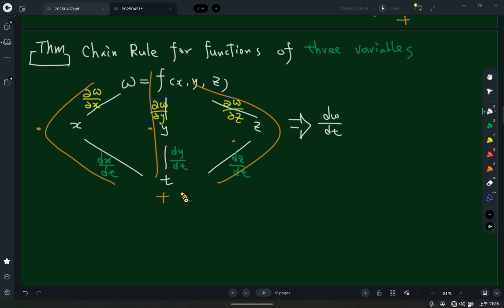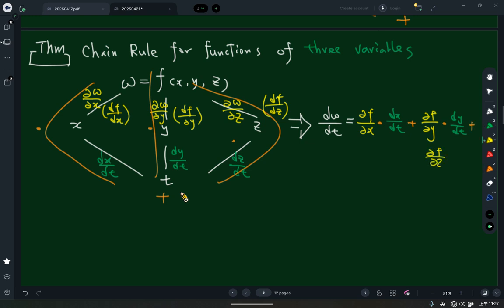Then it will be partial f or partial w, either is fine. You can see here partial f partial x, partial f partial y, or partial f partial z. So in this case, it will be times dx dt plus partial f partial y times dy dt plus partial f partial z times dz dt.